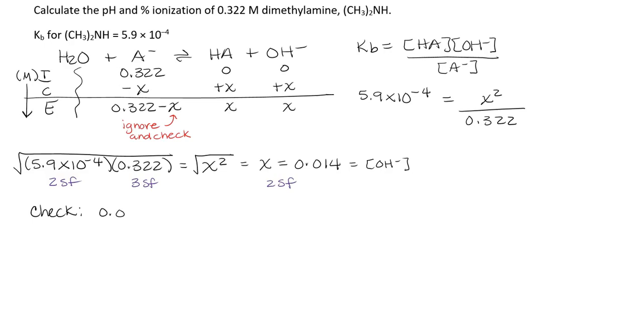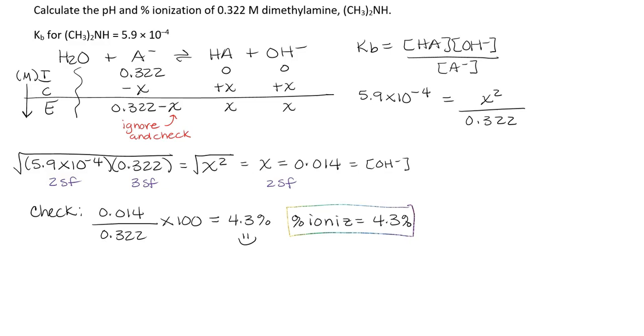We have 0.014 divided by 0.322 times 100, and we get 4.3. So our assumption is okay, and this calculation is also equal to our percent ionization. So our percent ionization is 4.3%.